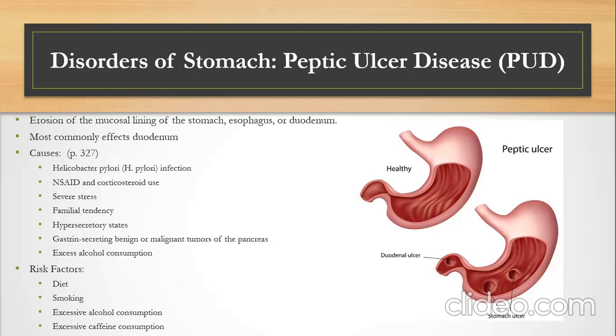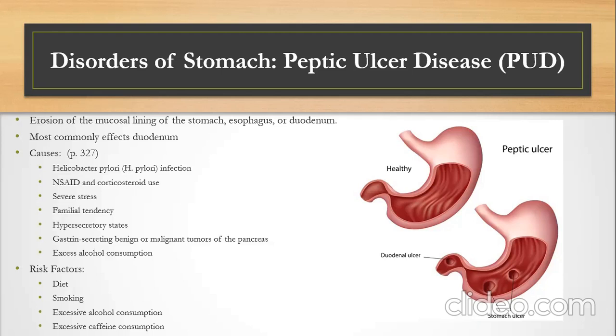Other causes, again, NSAIDs, corticosteroids, okay? Severe stress, whether you've been burned all over your body, critically ill, sepsis, or hospitalized with some acute illness, is going to increase the release of gastric acid, and it's going to put you at risk for peptic ulcers, okay? Hypersecretory states, anytime you have excessive gastric acid being secreted, is going to increase your risk.